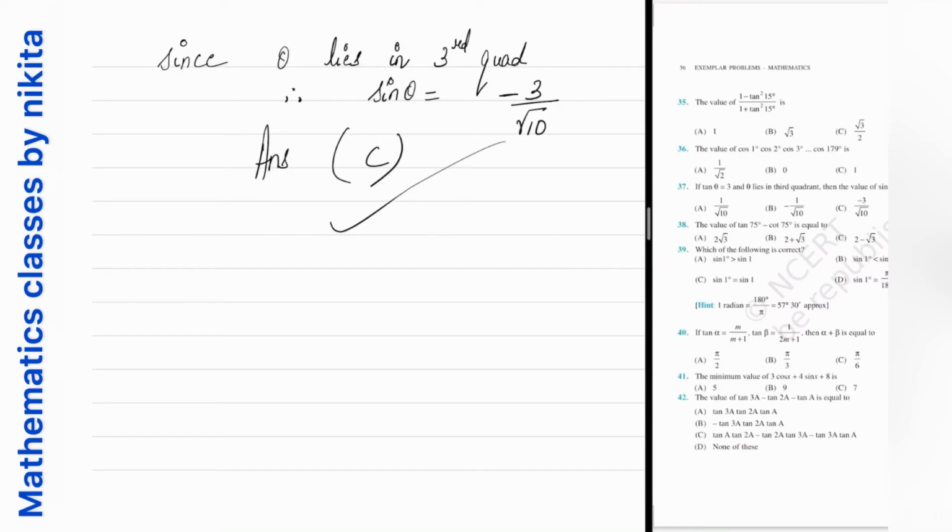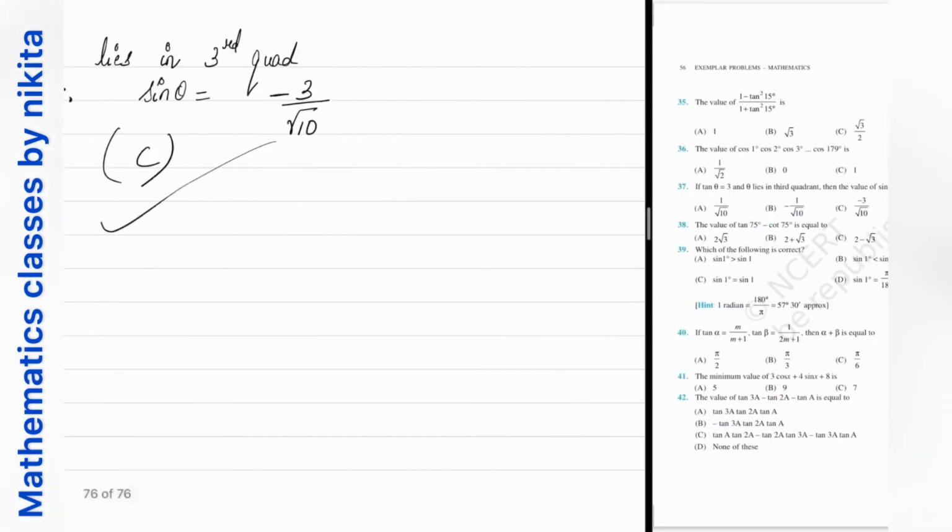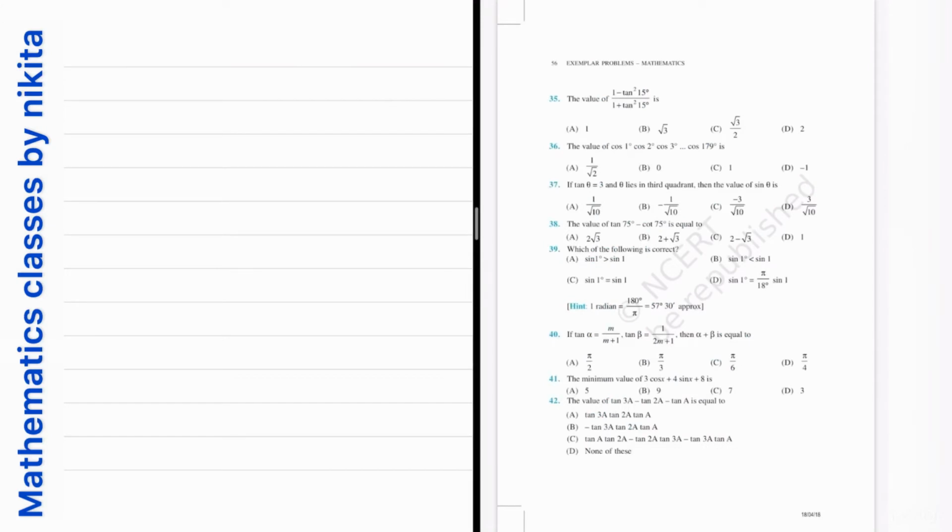Okay, now let's see the next question. Question number 38 says that the value of tan 75 degrees minus cot 75 degrees is equal to 2 root 3, 2 plus root 3, 2 minus root 3, or 1. So consider tan of 75 degrees minus cot of 75 degrees.